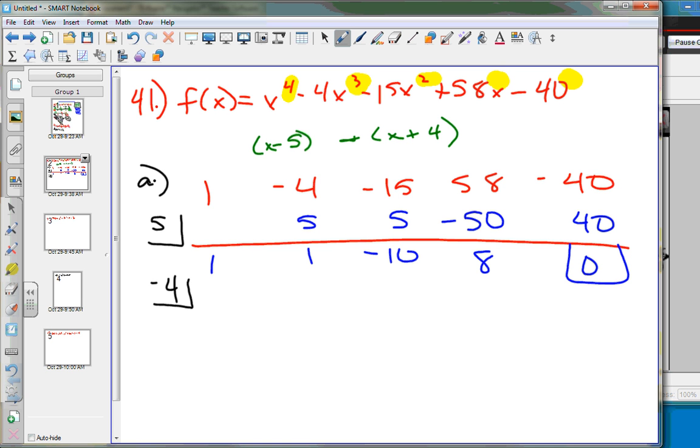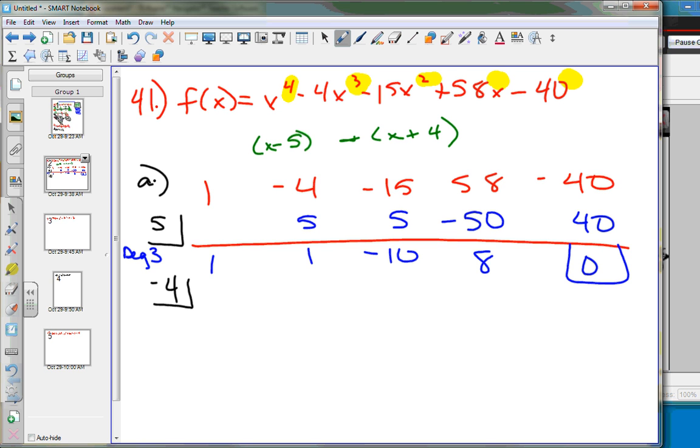Is that a factor? Yes. Now, what degree did this drop down to? 3. It dropped down to degree 3. We all see that, yes or no? Notice how I always put that out there. Keeps us on track, doesn't it?